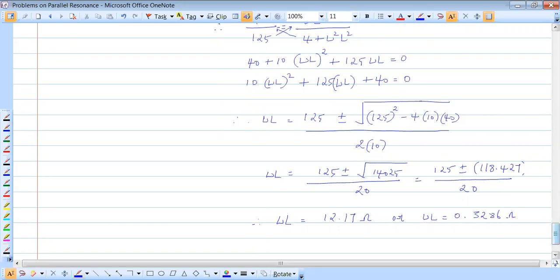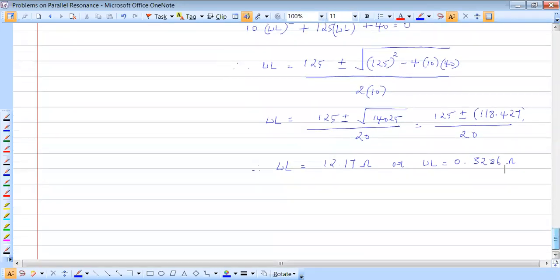Now, why am I giving the unit as ohms? Because J omega L is the reactance. Omega L is the magnitude of that reactance, and that is happening to be reactance only. That means it will have the same unit as resistance. So how to obtain L from this?